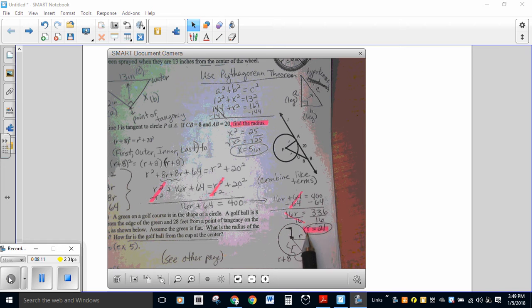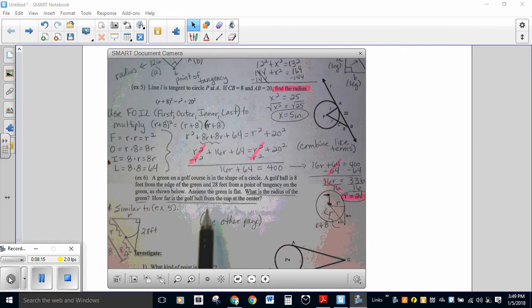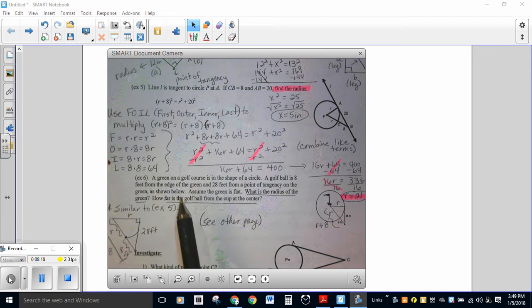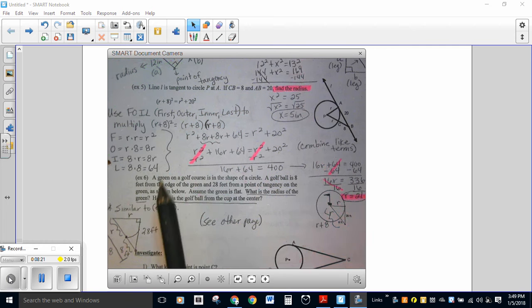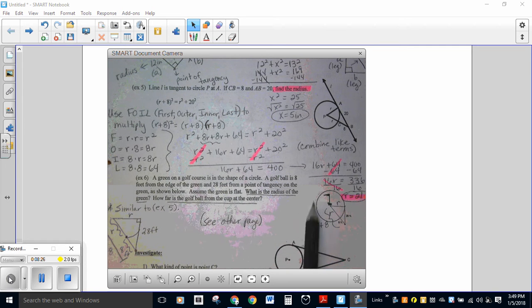Now in number 6, it's similar to number 5. The only difference is this time they ask you to find two different things. It says a green on a golf course is in the shape of a circle, and they've got that drawn for you over here. A golf ball is 8 feet from the edge of the green, so from here to here is 8 feet.